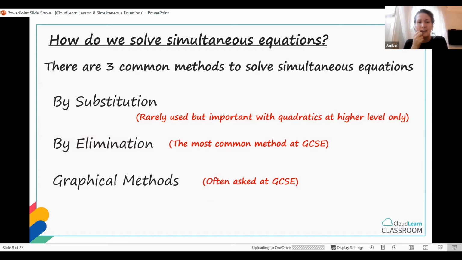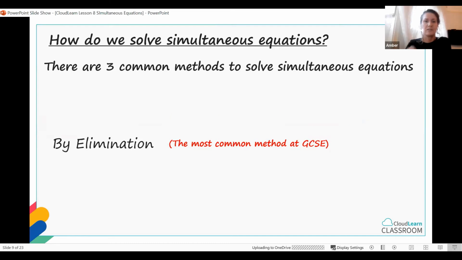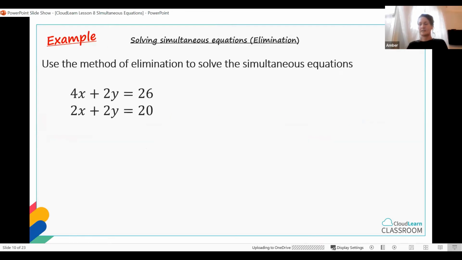It's actually a much easier way of solving simultaneous equations as long as you're confident with graphs. If we have time at the end today, I would like to show you a little bit of how they link in. But we're going to concentrate today on the elimination method. So let's start learning how to do simultaneous equations by elimination. Elimination just simply means getting rid of one of the variables.